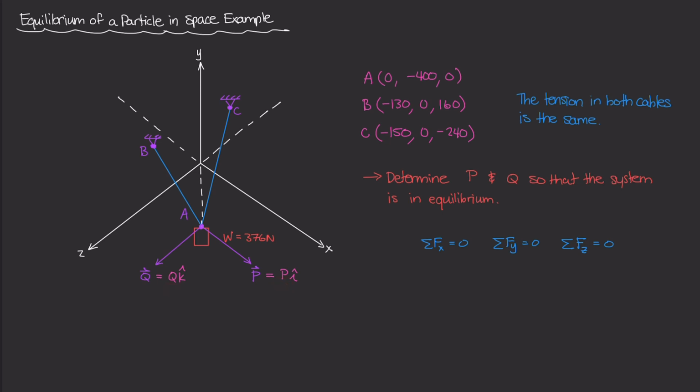Okay, so for any of these problems, a good place to always start is to look at your particle and try to come up with a free body diagram of that particle. So for the free body diagram, I'm actually going to just use this same diagram here, where we have this Q force acting in the positive z direction, we have this P force acting in the positive x direction, and then we have these two cables, or it's the same cable, but we have two different tension forces along those cables. And those tension forces are going to be the same because of this statement right here.